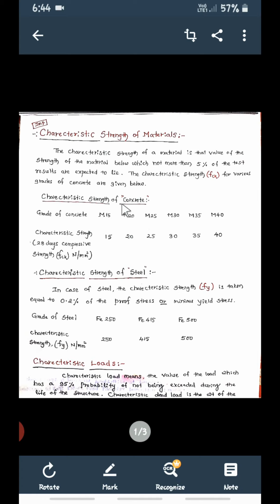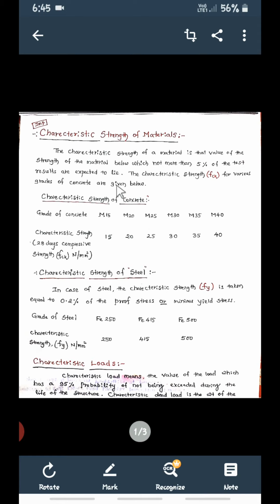Up to M15 we can use the grade of concrete for plain PCC elements. But if you want to go for RCC, the minimum grade required is M20. So I can use M20 grade concrete or a still higher grade of concrete. So remember, M indicates mix and the number indicates characteristic compressive strength of concrete after 28 days of curing. Now, what is the characteristic strength? The characteristic strength of the material is the strength below which not more than 5% of the test results are expected to lie.